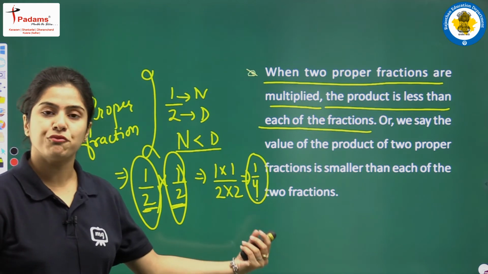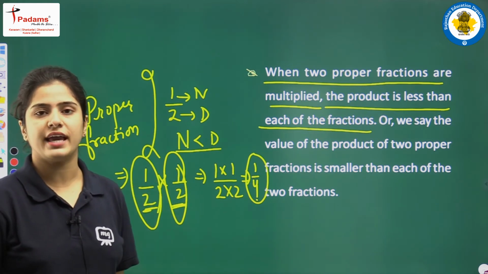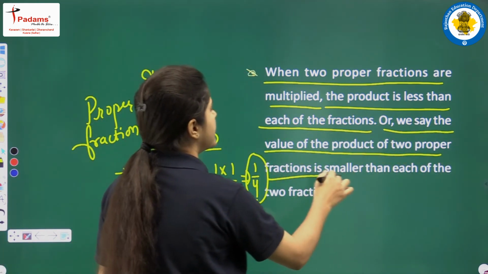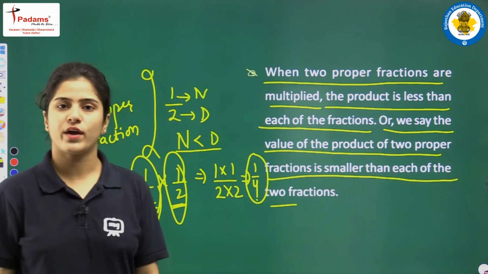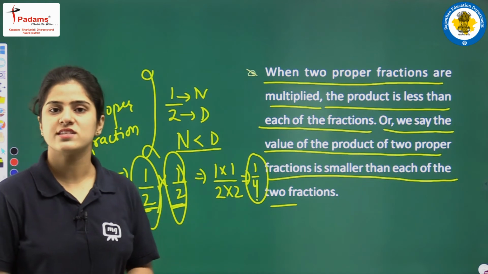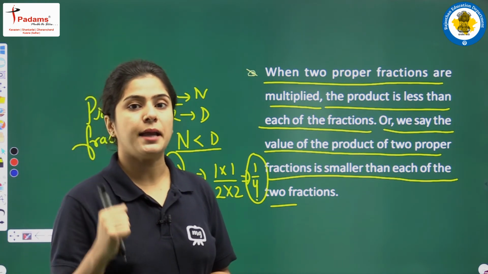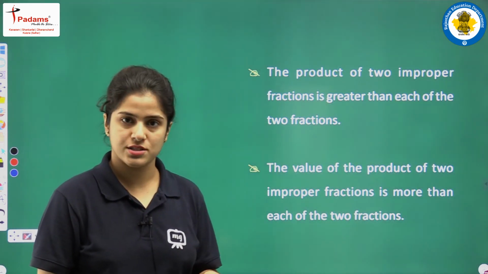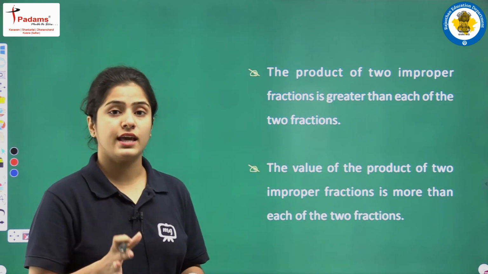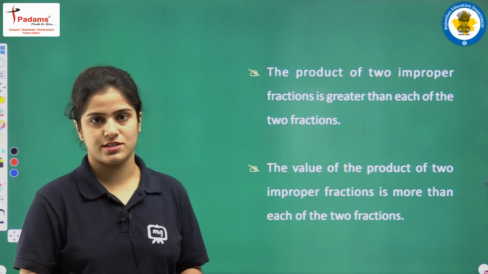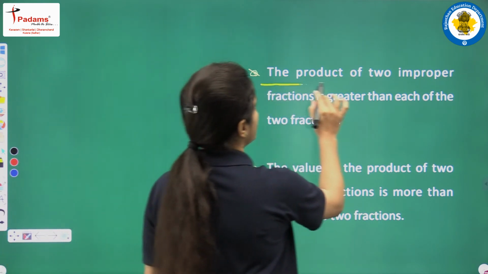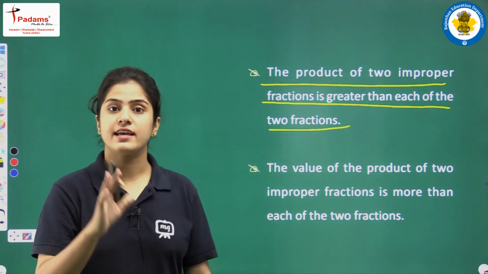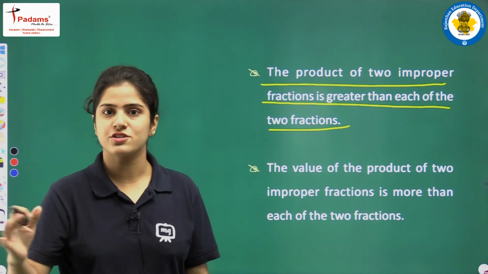Clearly you can see 1/4 is less than 1/2. Or we say the value of the product of two proper fractions is smaller than each of the two fractions. Alright students, now we'll be discussing improper fractions. When you are multiplying any two improper fractions together, their product is greater than each of the fractions. So the product of two improper fractions is always greater than each of the two fractions.